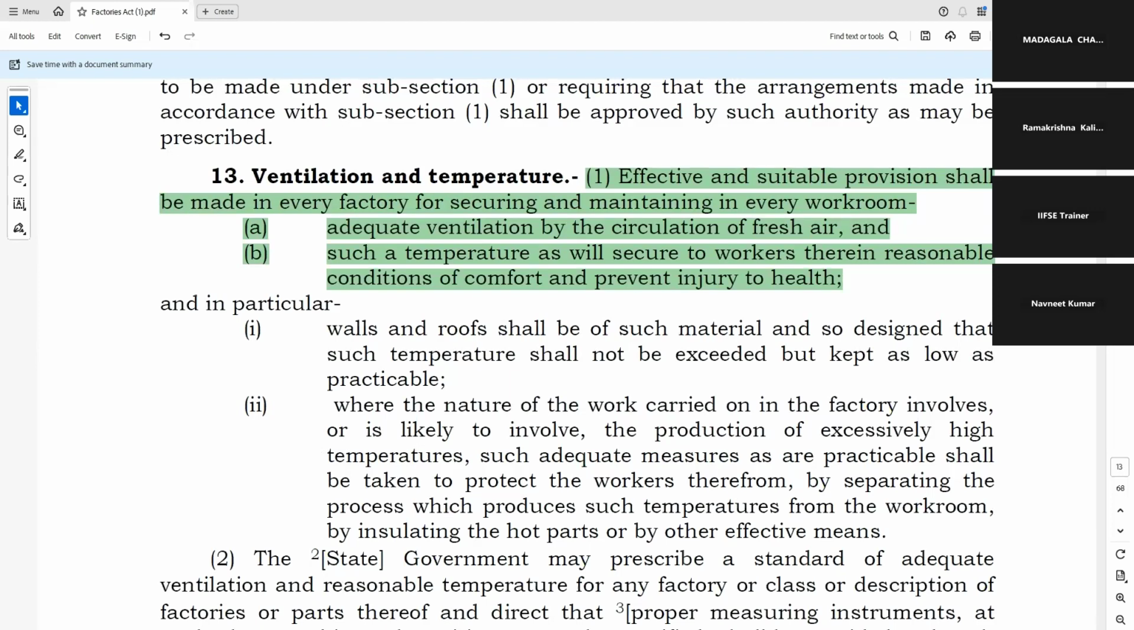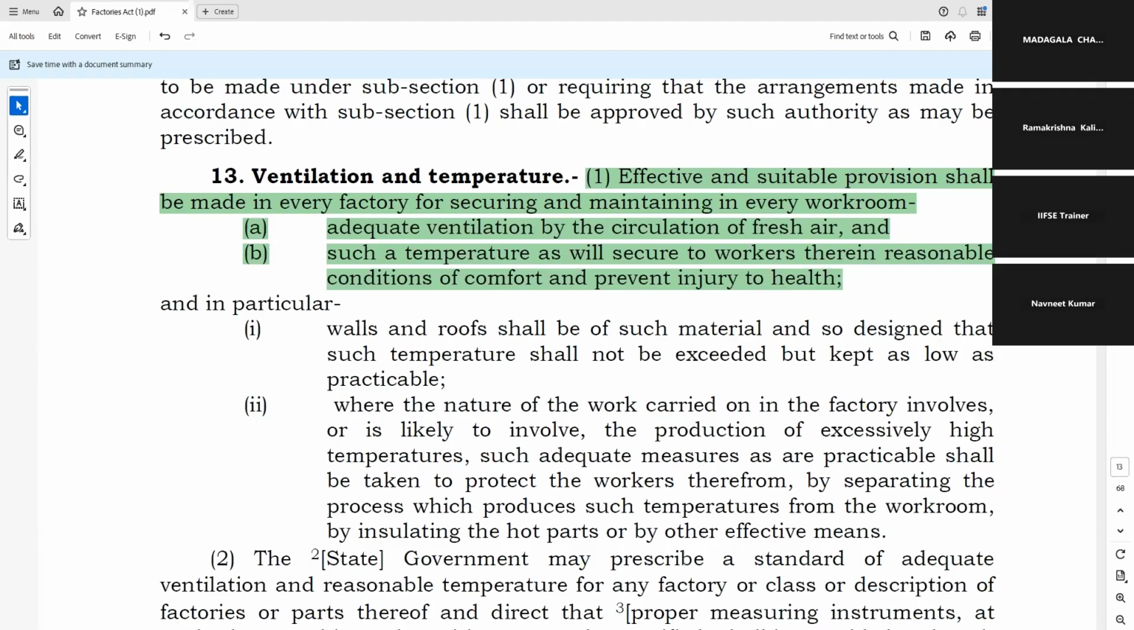Then the third one: ventilation and temperature. Effective and suitable provision shall be made in every factory for securing and maintaining in every workroom adequate ventilation by circulation of fresh air, and such temperature as will secure to workers reasonable conditions of comfort and prevent injury to health. So wherever people are working, we have to maintain proper ventilation and temperature.